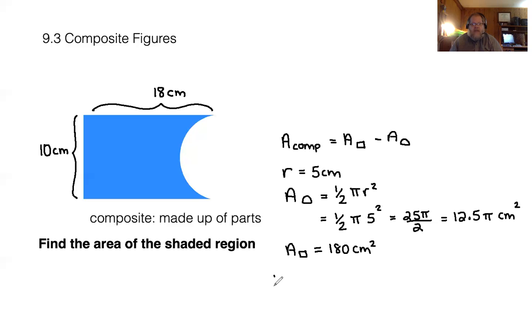So that means that the area of our composite figure is equal to 180 minus 12.5 pi centimeters squared. And that is the exact area. If you want the approximate, you're going to type 180 minus 12.5 pi into a calculator, and then you can round to whichever decimal place is appropriate. And so, okay, that's how you find the area of this particular composite figure.